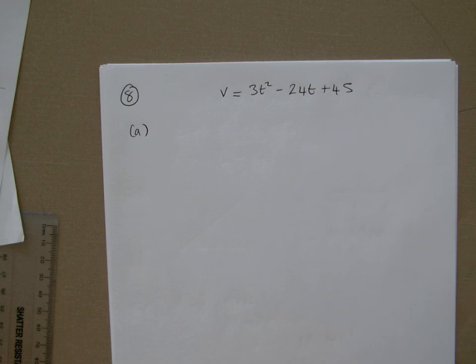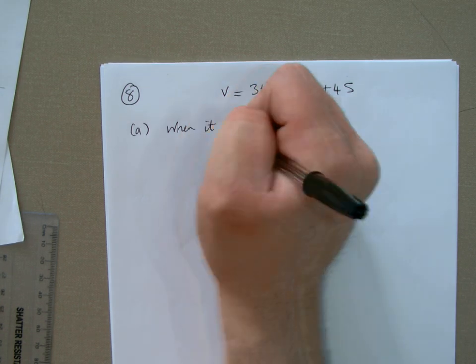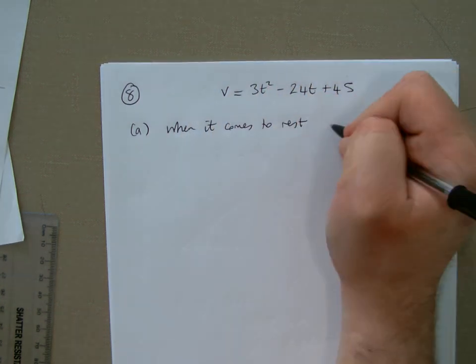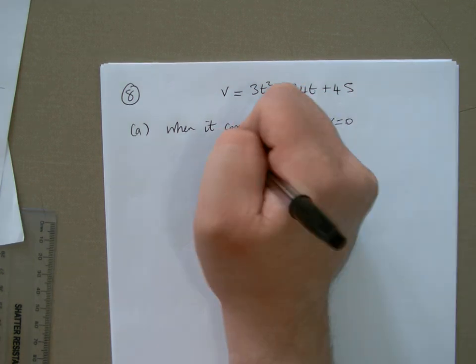We've got the velocity of the particle, and it says show that it first comes to rest when t is 3. When it comes to rest, of course, the velocity will be 0, because it comes to a stop. So we can put this equal to 0.